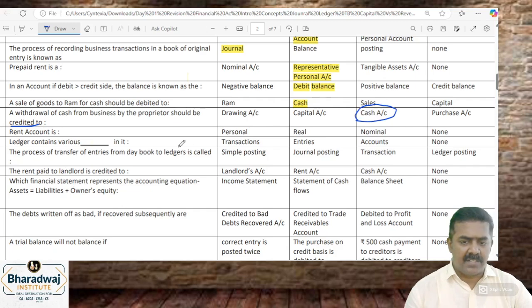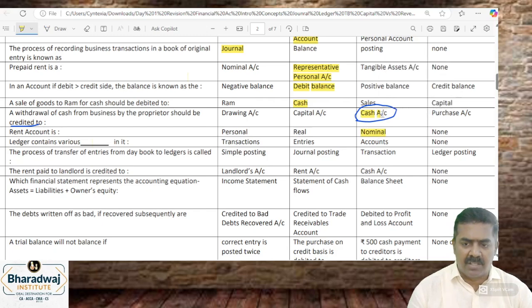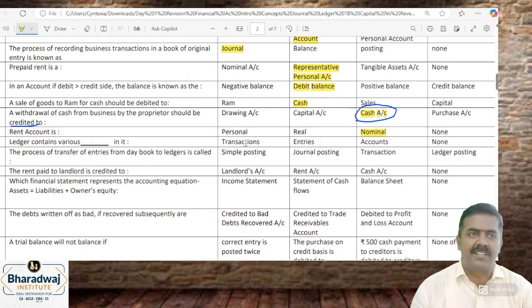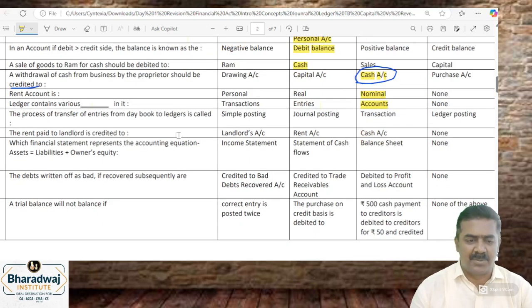Ledger contains, okay, rent account is which account? Nominal account. Rent account is a nominal account. Outstanding rent is a representative personal account. Ledger contains various accounts.